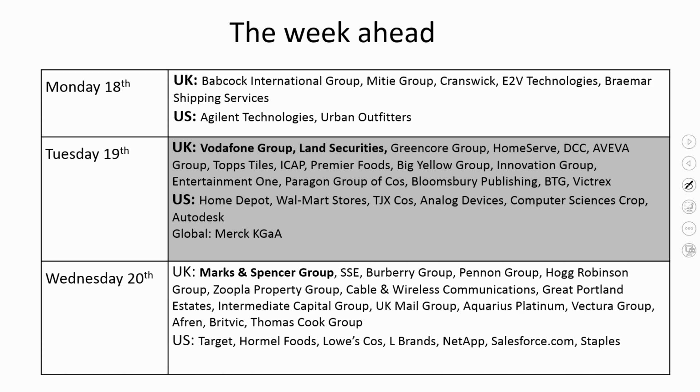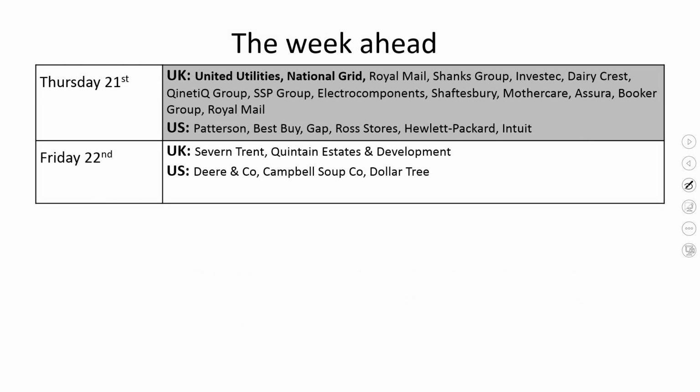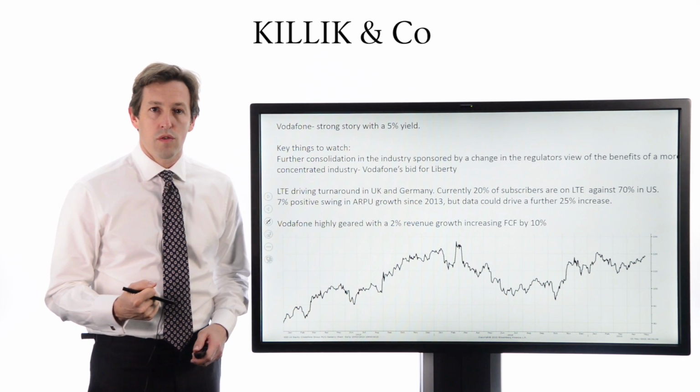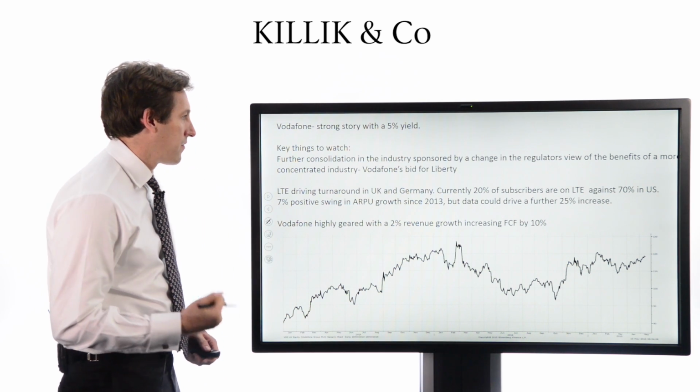Looking at the week ahead, it's a reasonably heavy reporting week. So key for us are Vodafone and Land Securities on Tuesday, Marks and Spencer's on Wednesday, United Utilities and National Grid on Thursday. On Tuesday, we've got Vodafone. We think this is a really strong story with a very good 5% forward yield.